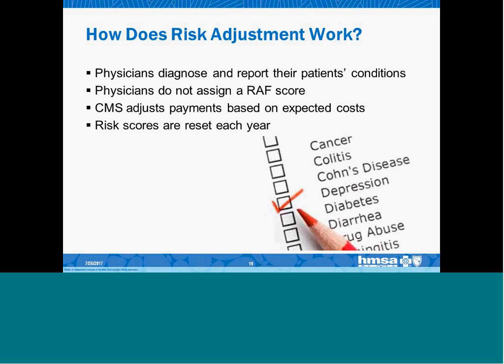CMS uses the risk score to adjust payments based on a patient's expected costs. Specific documentation of the patient's conditions results in more accurate reimbursement. And the patient's risk score is reset each year on January 1st.